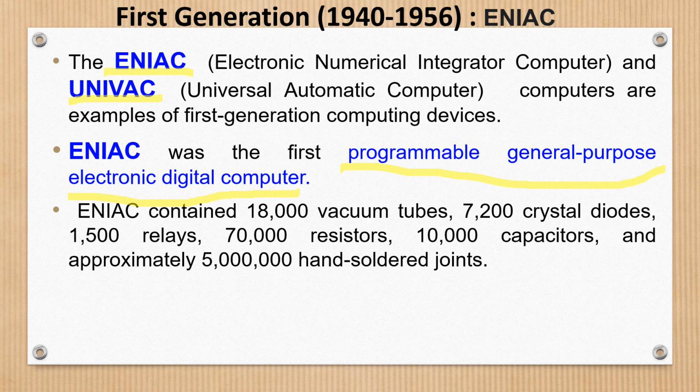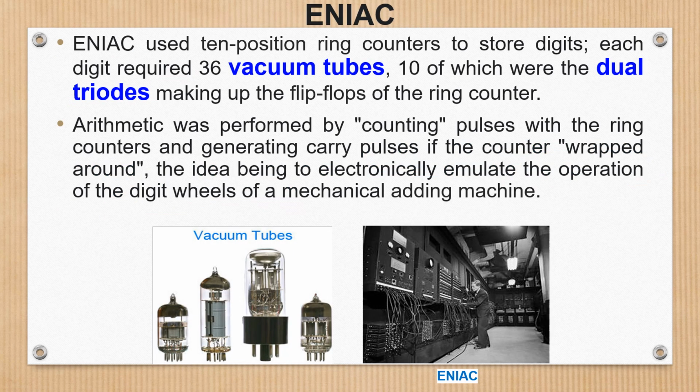So approximately it's very big in size, and for soldering of these things, around 50 lakh joints are connected in this ENIAC computer. So it is also very big. ENIAC used a 10 position ring counter to store digits, and each digit required 36 vacuum tubes.